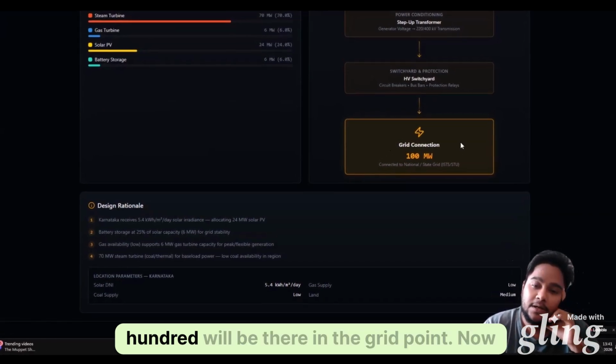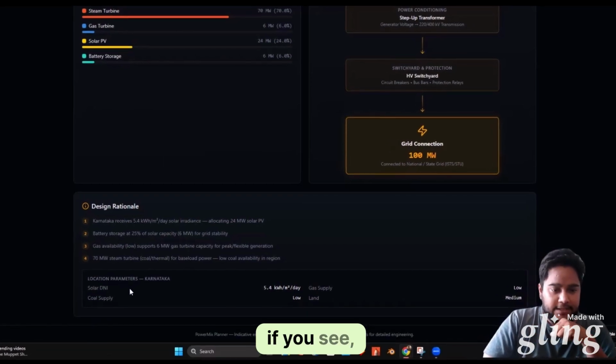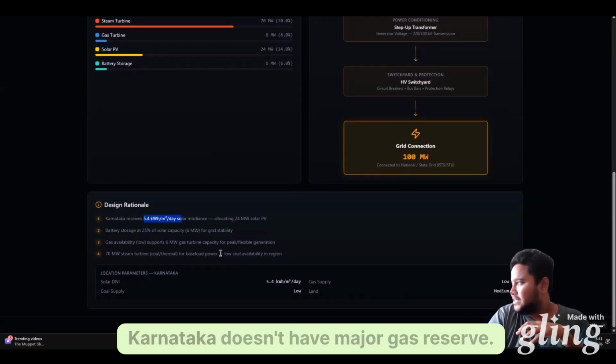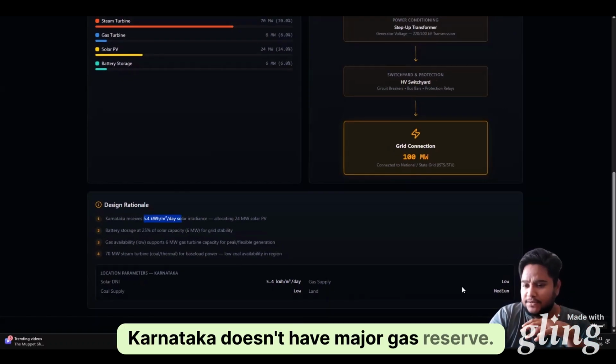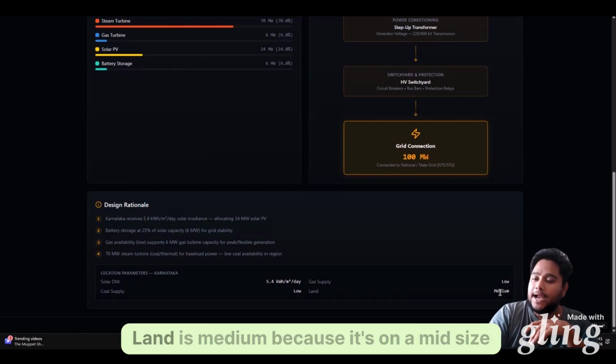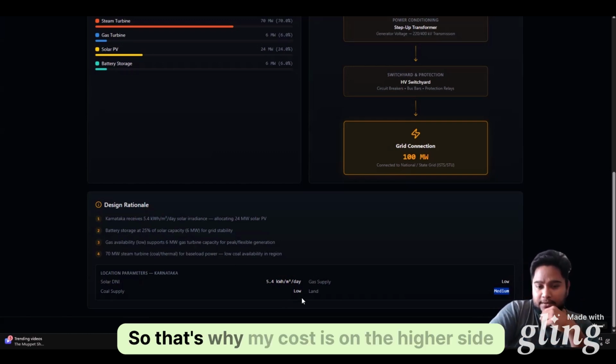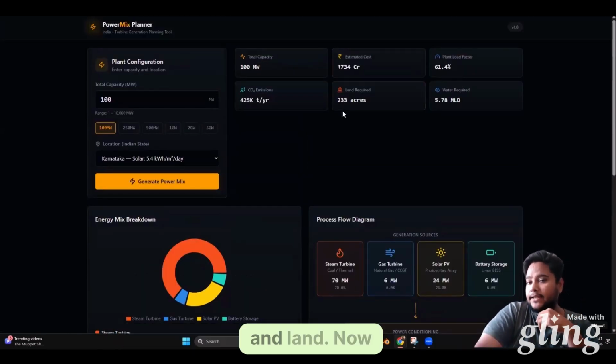It can do that. And this is the 100, which is the grid promise, grid stability. I have to give 100 at the grid point. If you see, my solar availability is this much, 5.4, and Karnataka doesn't have major gas reserves. So my gas supply is medium because it's mid-size availability, and there is coal supply in India. So that's why my cost is on the higher side, and land.